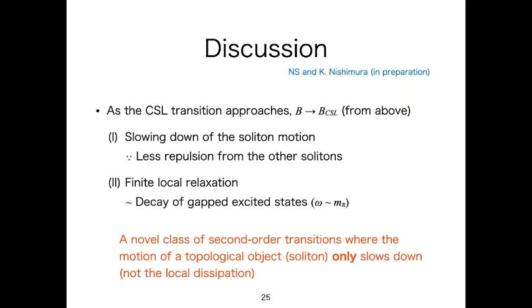And this kind of different behavior might be a novel class of second order transition, where only the motion of the topological soliton slows down, but the local relaxation or dissipation in general will not slow down. So this is a kind of new dynamics near the transition, maybe a nucleation type transition, which is different from the ordinary second order phase transition.